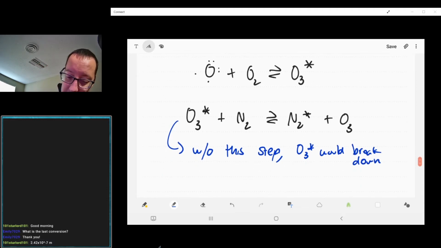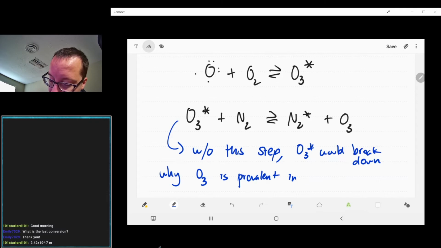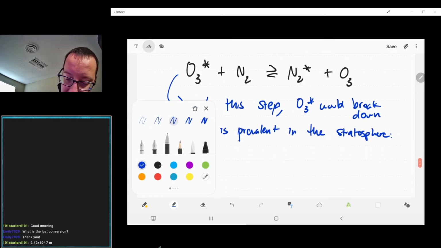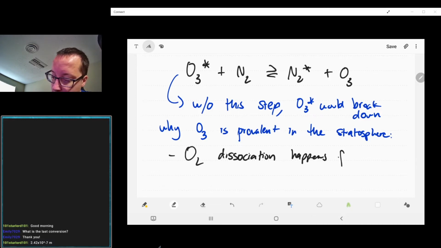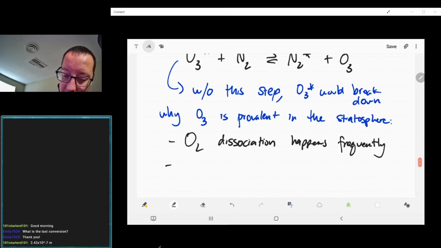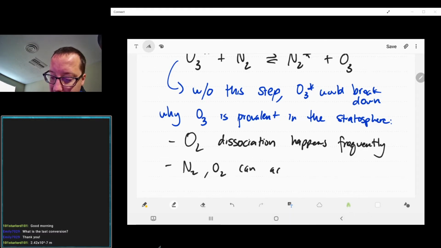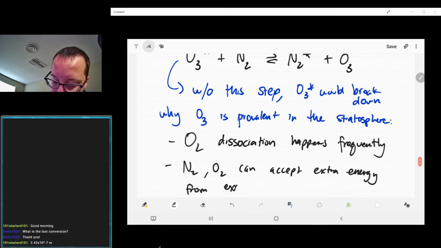So this is why O3 is prevalent in the stratosphere. Not only do we have a lot of dissociation happening, so we have a lot of oxygen radicals floating around up there, but we also have nitrogen and oxygen that can accept extra energy from excited ozone.